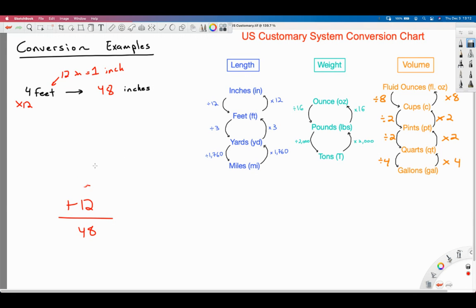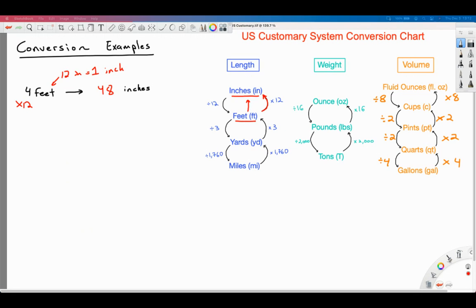Using our chart is really foolproof here. So taking it back one step, we start at feet. We want to go to inches, so we know we're going up. When we go up, we multiply. So going from feet, 4 feet, multiplying by 12, we get to 48 inches.